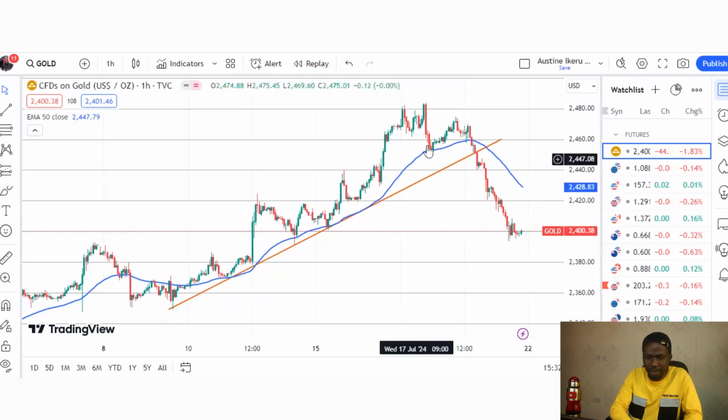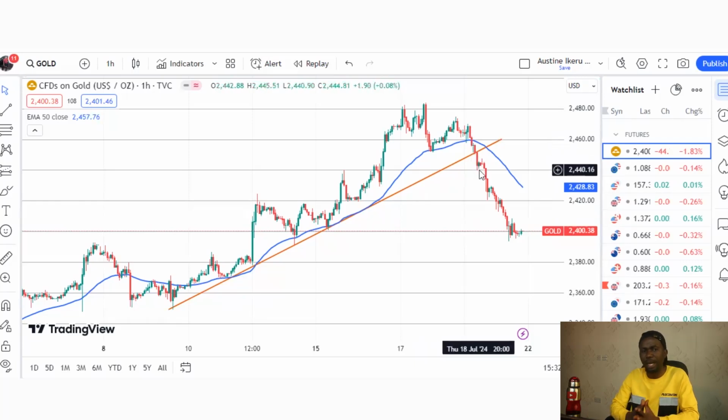So you can clearly see that the price breaks below the 50 EMA, but we are not confirmed yet because the price might reverse. We are waiting for it to break below the trend line, and when the price eventually breaks below the trend line, we can confirm that the trend has changed.